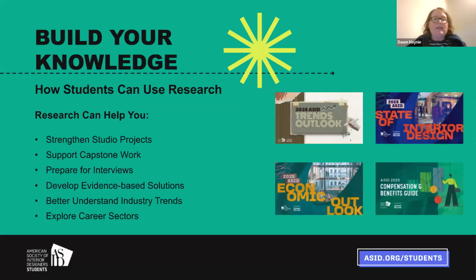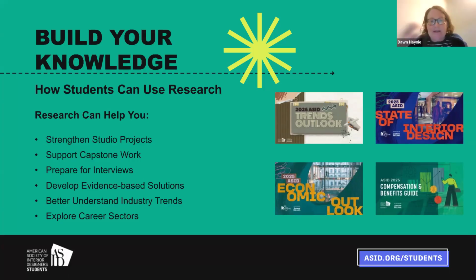So I want to spend just a few minutes to think through how students can use the research. You'll see to the right on the slide, we have our Trends Outlook report that's published each January. That Trends Outlook looks at what these large macro trends are that are impacting clients, impacting business. There's a little bit on design trends, but the primary focus is on these larger macro shifts that we see, which inevitably impact design trends.